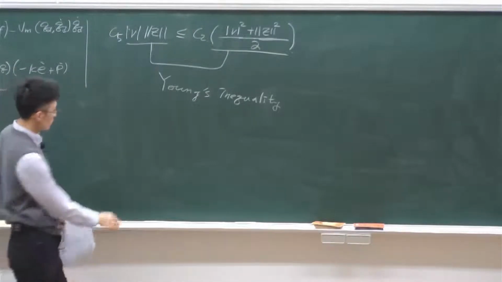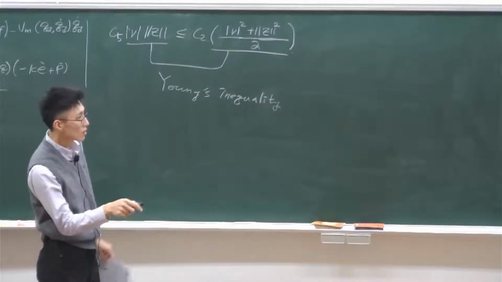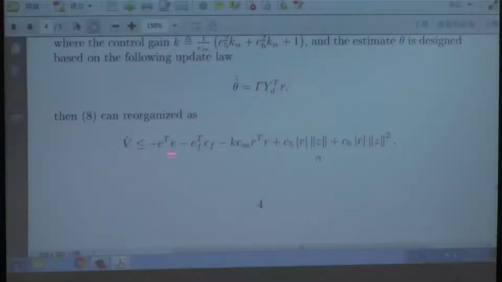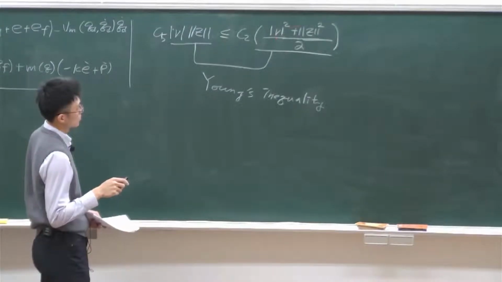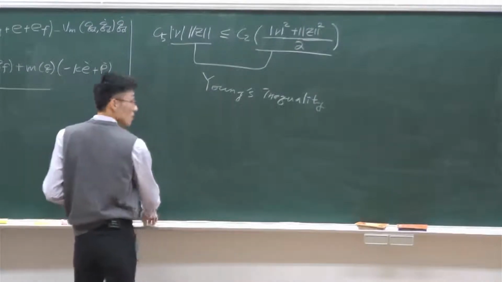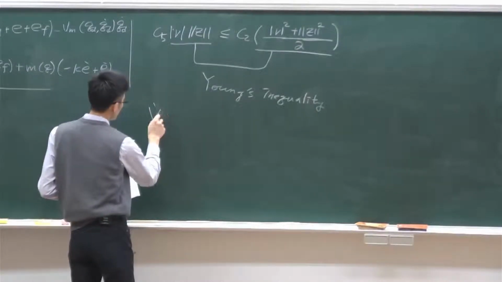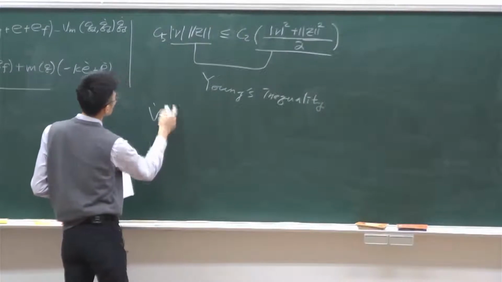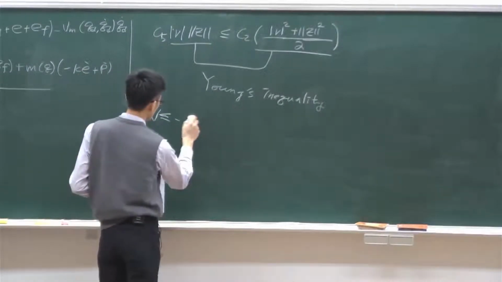So from here, if you don't use Young's inequality, you can't do anything with it, right? You cannot do anything about these terms. You don't know how to suppress this term or remove this term from V dot. But after you use Young's inequality, now it becomes R squared terms, Z squared terms, right? So substitute this back to this V dot.